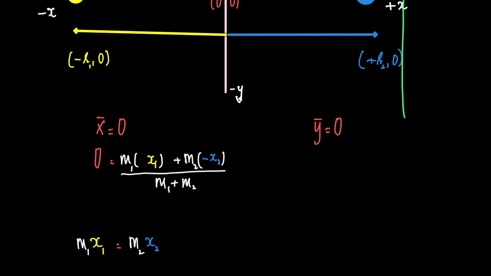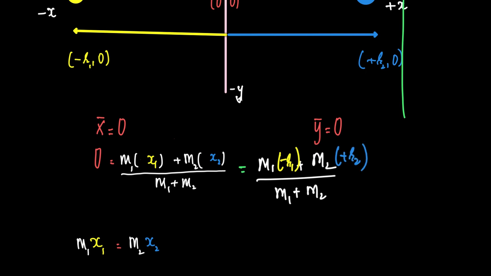This should be m1 x1 plus m2 x2, which actually is equal to m1 into minus r1 plus m2 into what is x2? x2 is plus r2. So when this is equal to 0, m1 plus m2, when we transpose this, that also becomes 0. So what we have is m1 x1 is equal to m2 x2, or in other words, m1 into r1 is equal to m2 into r2.